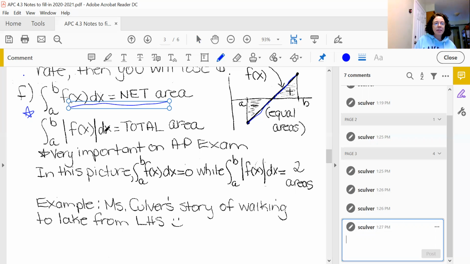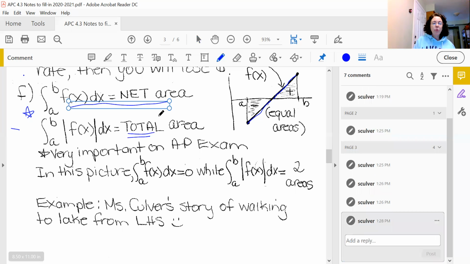Now, this is a very important word, total area. When you are asked for the total distance traveled, total money gained, that means that you will use the absolute value function. This comes up a lot on the AP exam, absolute value. Many, many students in the United States and in the world will not recognize that total means you need to put the absolute value on the function, but you will, and you will get that problem right.